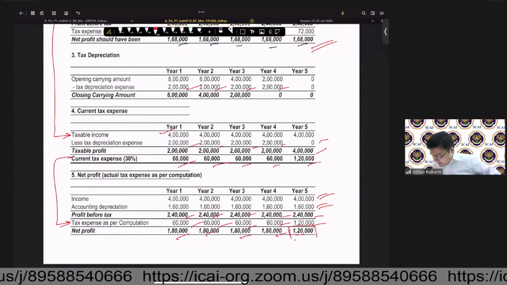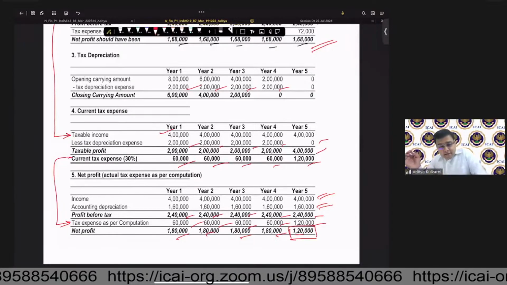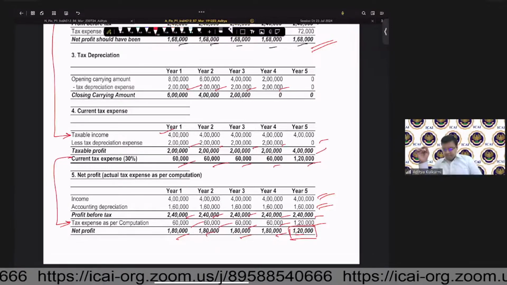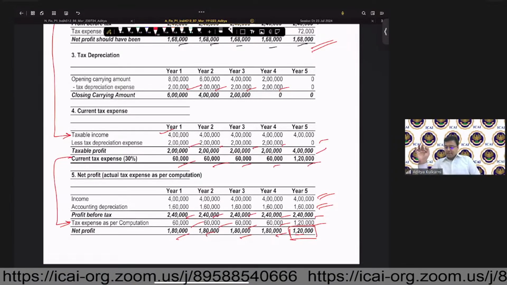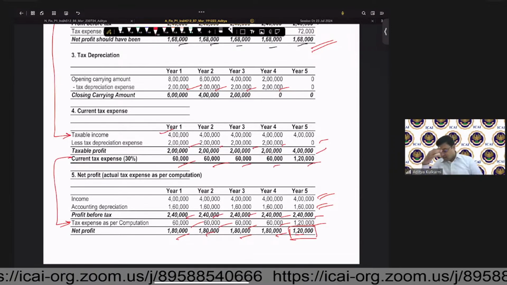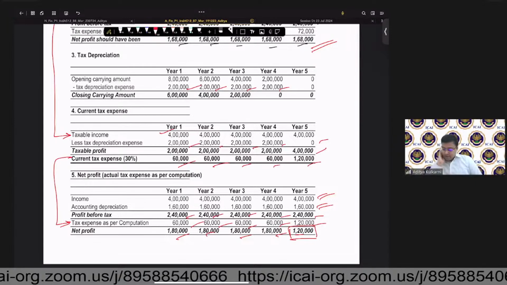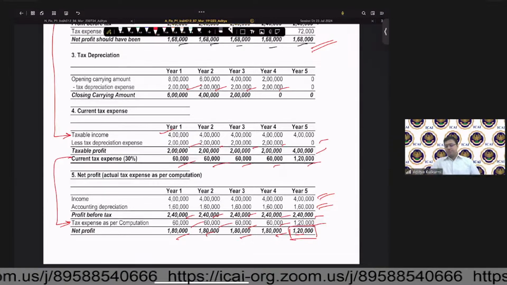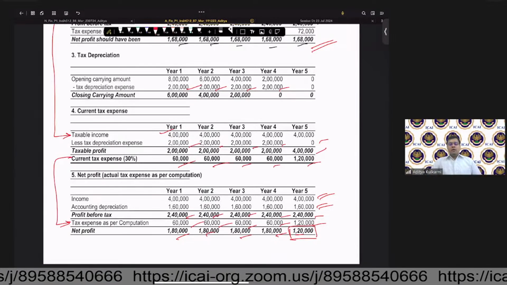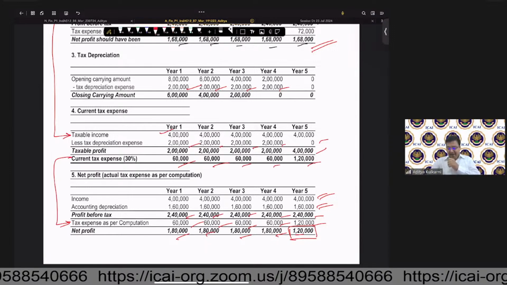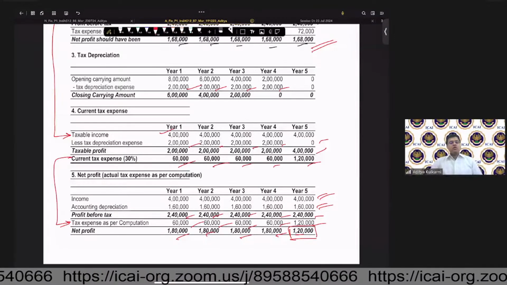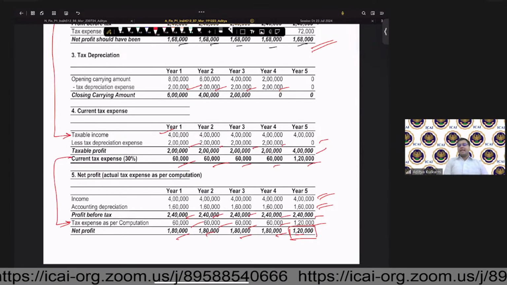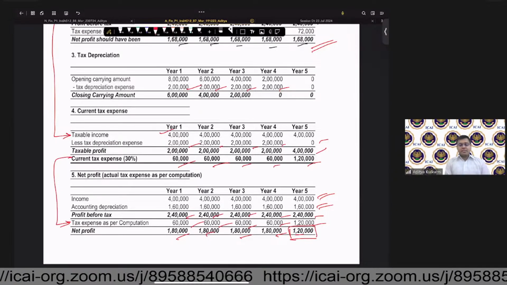Now you will have a query. Sir, for 4 years your net profit is 1,80,000, but in the last year it is 1,20,000. This is because the tax expense has doubled in year 5. So my question is, what do you have to say about this? Is there anything that is visible to you? Is there any gap, any anomaly, any aberration, any mismatch that is visible to you?